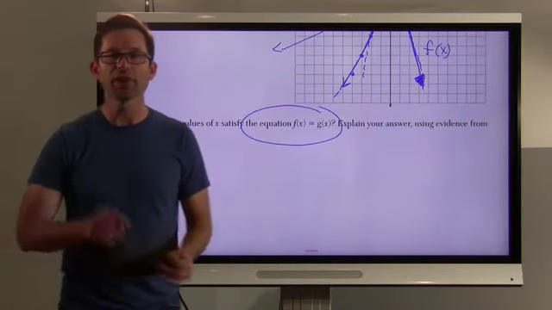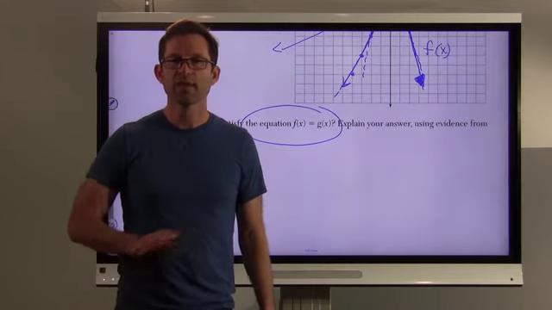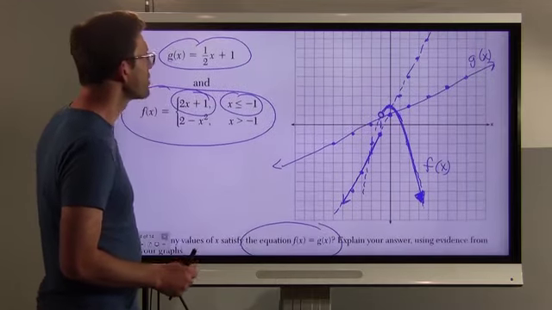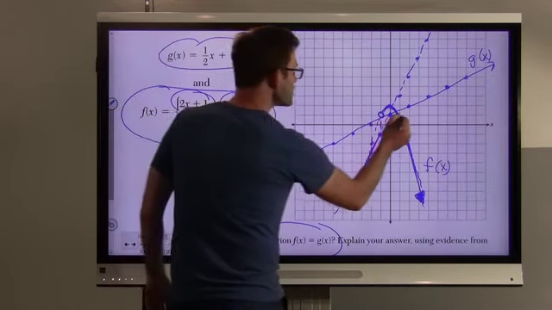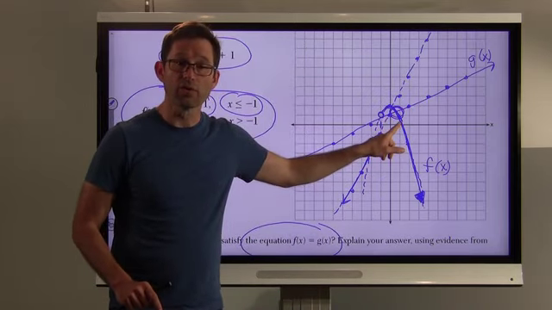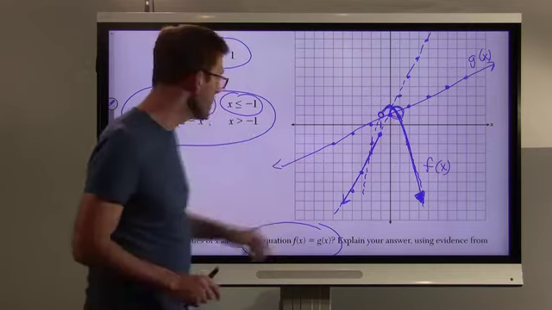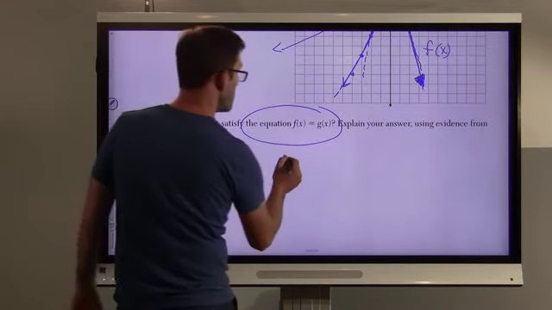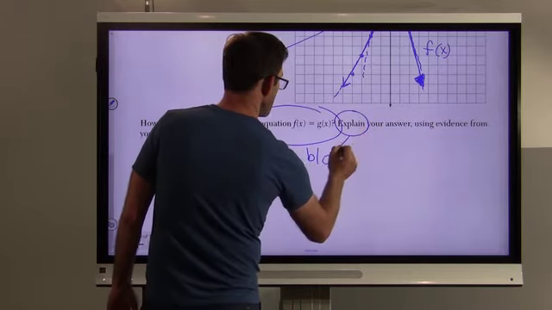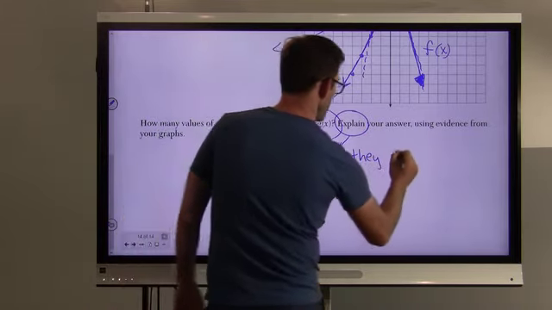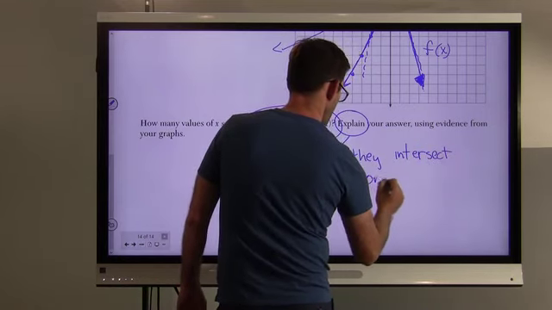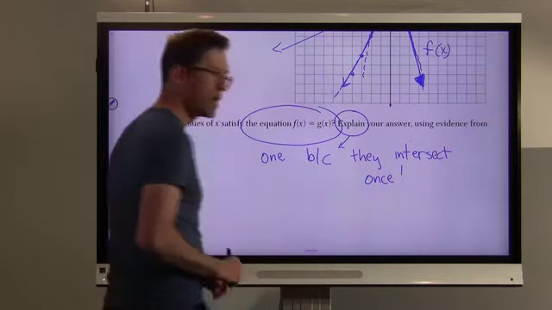If you see that, it's all about the intersection points. It's all about how many times the graphs intersect. And this is a horribly drawn graph, but they actually only intersect once. Now, we don't care really where they intersect, because here it's just asking how many, and they intersect just once. One, and the explanation: because they intersect once. I'll put a little exclamation point.